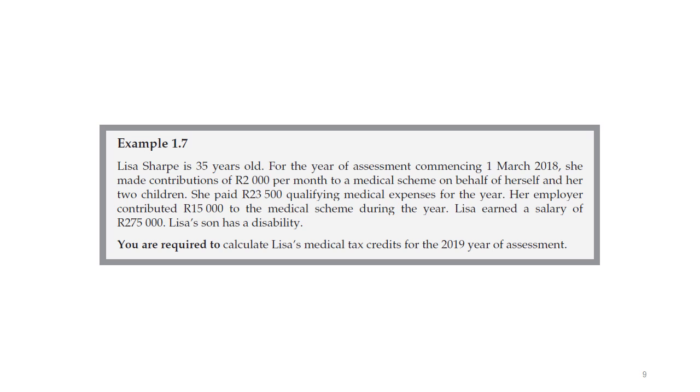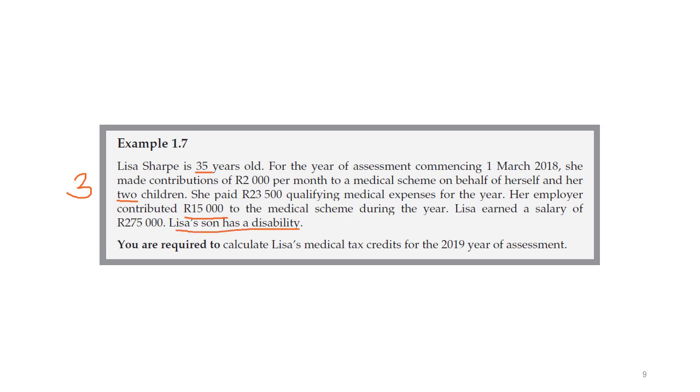Example 1.7, Lisa is 35, so not older than 65. She made contributions of 2,000 per month to a medical scheme on behalf of herself and her 2 children. So we have 3 people that is on this particular medical aid. She paid 23,500 qualifying medical expenses for the year. Her employer contributed 15,000 to the medical scheme. So there's a fringe benefit that I'm going to have to think about. She earned a salary of 275,000 Rand.